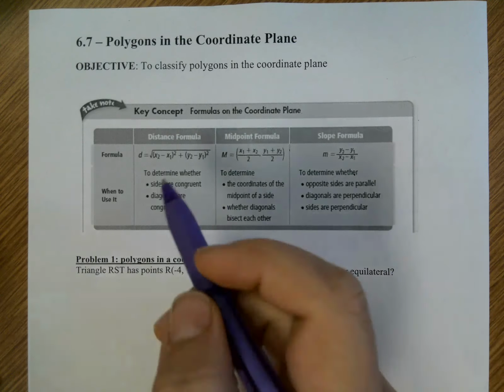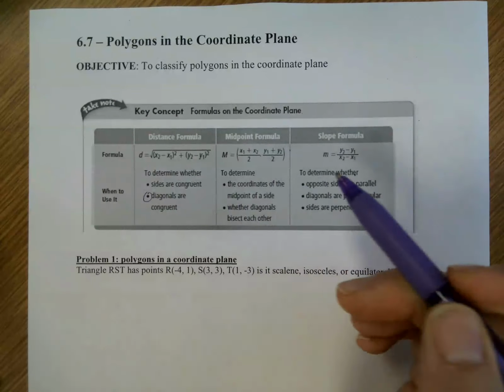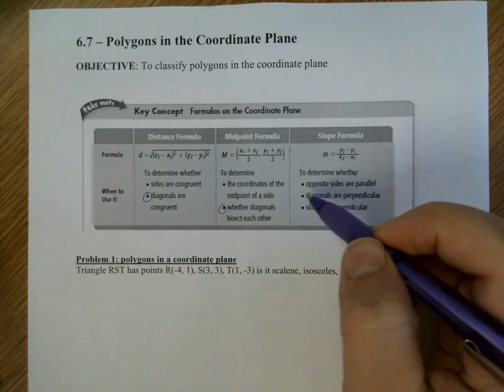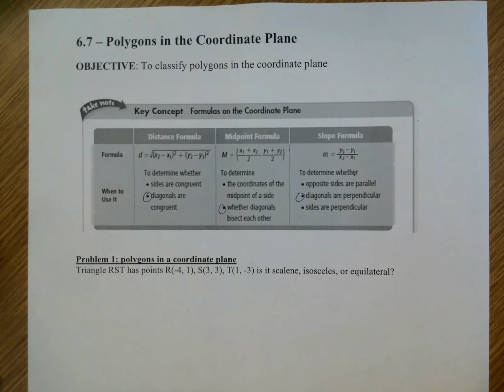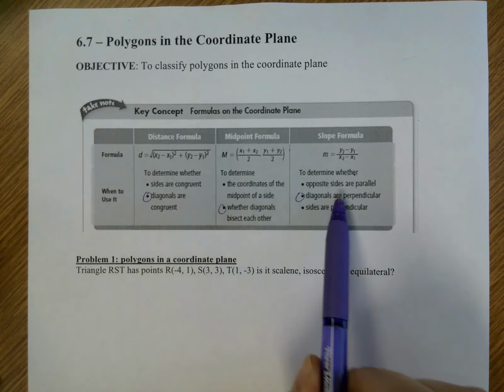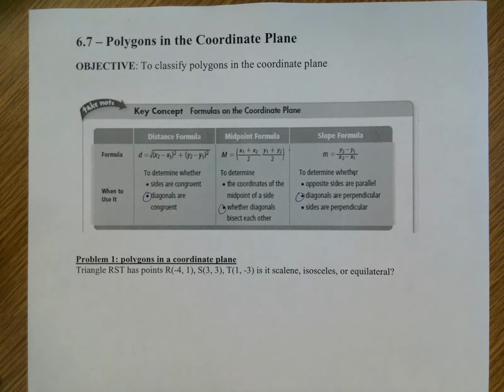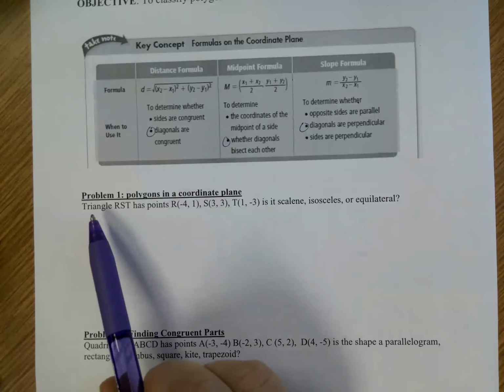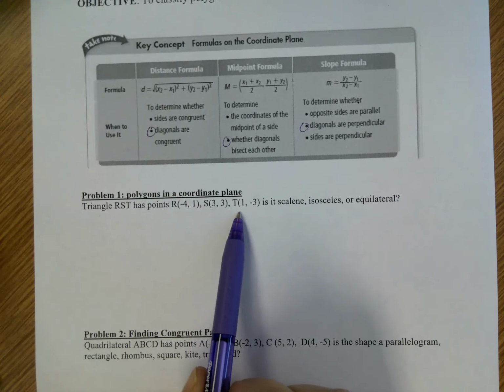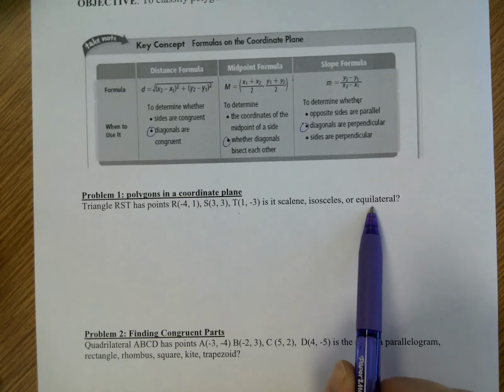So one thing, I'm going to focus on these when I'm dealing with a quadrilateral. I'm going to focus on the diagonals, and we'll get into that. But these are different things that you can use when you're given, like this first one, a triangle where the points are R, S, T. Is it scalene, isosceles, or equilateral?